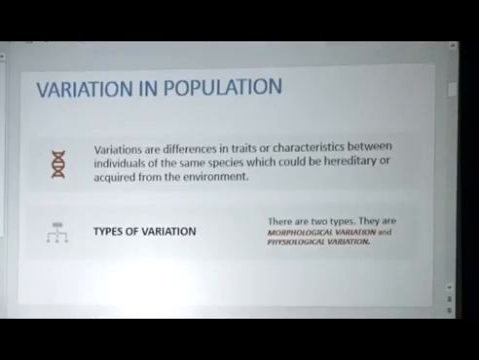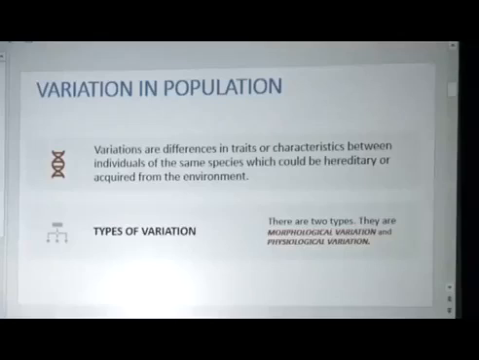Variation. Variations are differences in traits or characteristics between individuals of the same species, which could be hereditary or acquired from the environment. Let's use human beings as an example. Human beings have certain characteristics. For instance, we have one head, 2 eyes, lips, 2 ears, and so on.